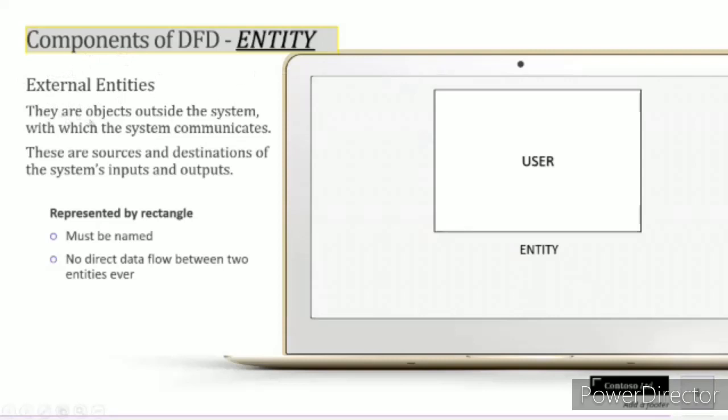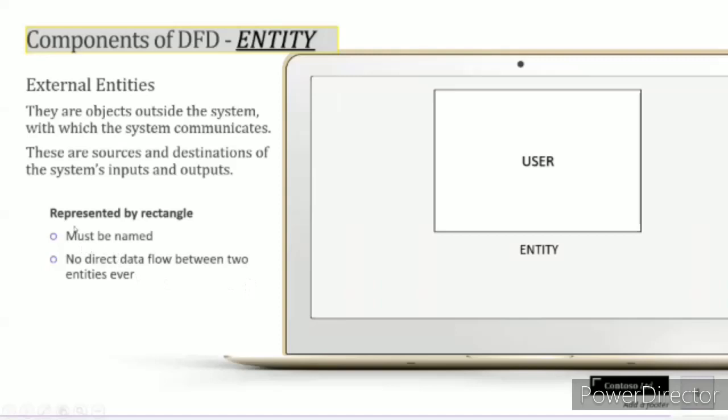First one, entity. Entity is also known as external entity. They are objects outside the system with which the system communicates. These are sources and destinations of the system inputs and outputs. For example, a person who consumes data and provides data in an organization. Another simple example: when we provide data to the computer by typing on the keyboard, we are providing data and its output is shown on the monitor, which means that we are providing data and we are getting data as a user.